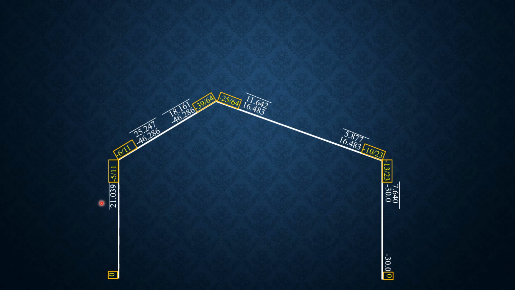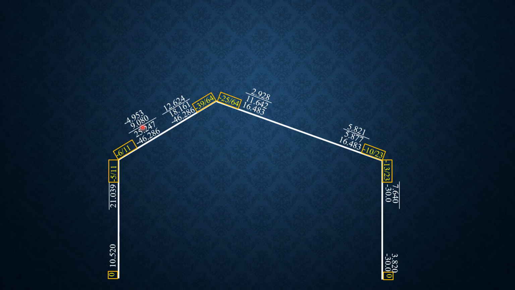Then carry over half of 0 here, 0. Half of 21.039 is 10.52. Half of 18.161, half of 25.247. Half of 5.877, half of 11.642. Then 0 here, half of 7.64, 3.82.